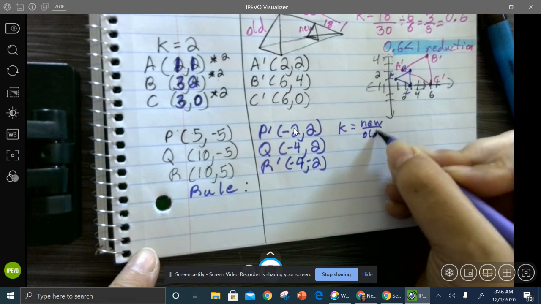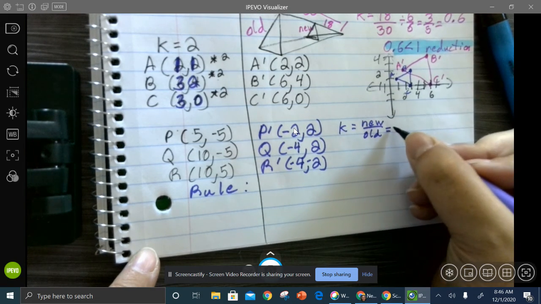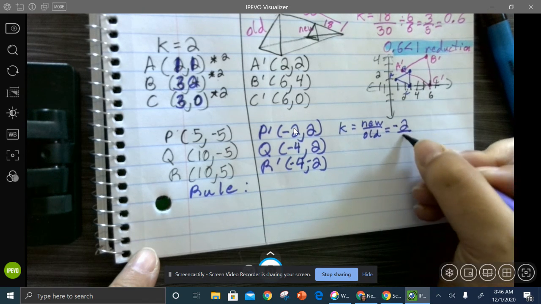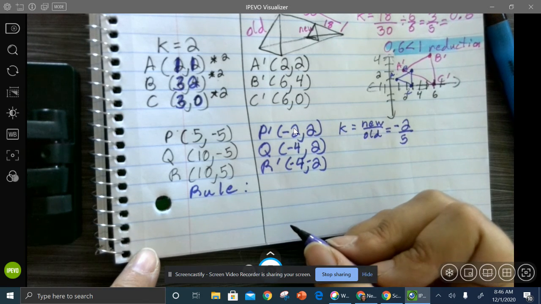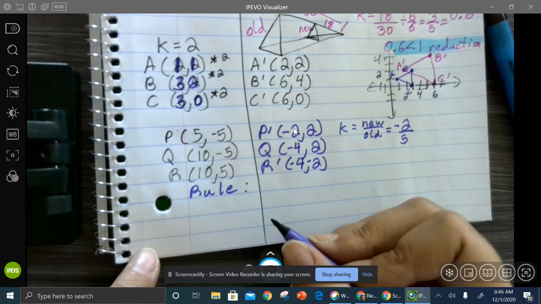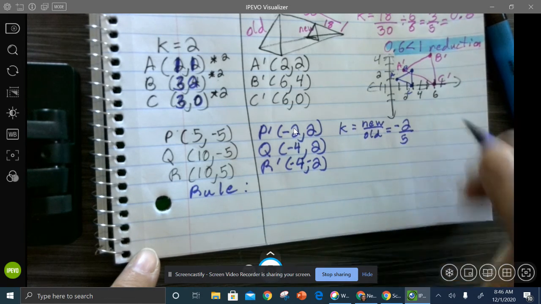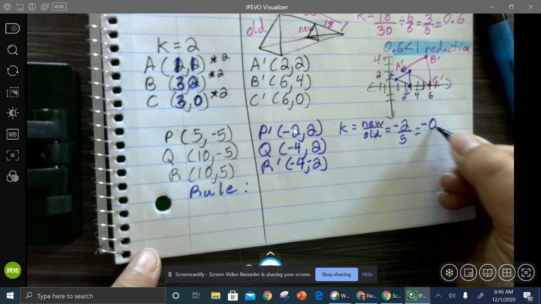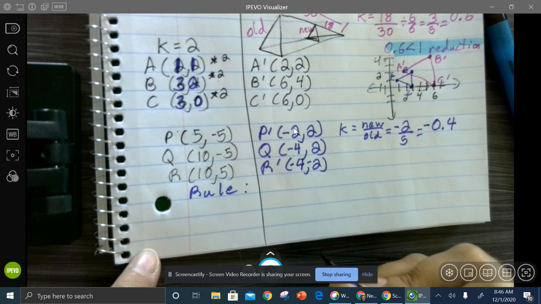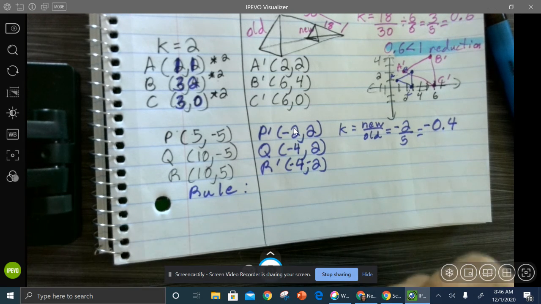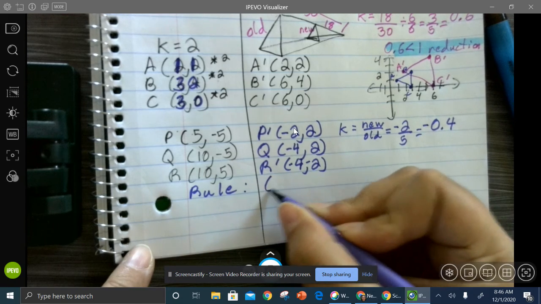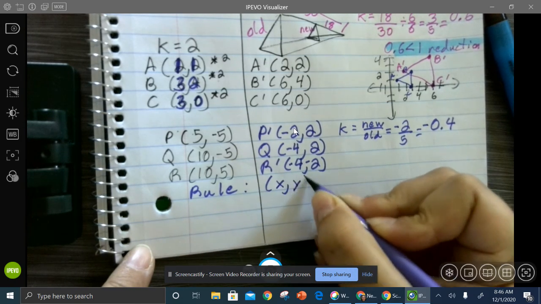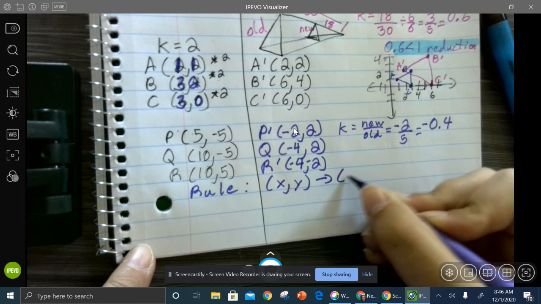So I'm going to take -2 over 5. Okay, so that means that our scale factor is negative 2 over 5, which we can also simplify as a decimal, negative 4/10. Okay, and so that would be our rule. So our rule, I want you all to see this.